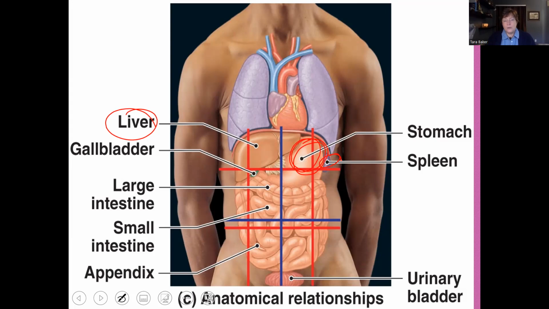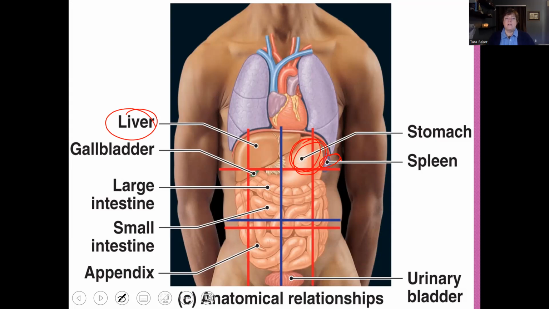The reason why we use these different terms is because somebody's going to come in and they have pain in their abdomen. Well, that's a really big area, and there's a lot of organs in there. So we want to try and narrow it down by determining which quadrant it's in, and if we can, trying to determine which region it's in, because different organs will be in different regions and different quadrants.